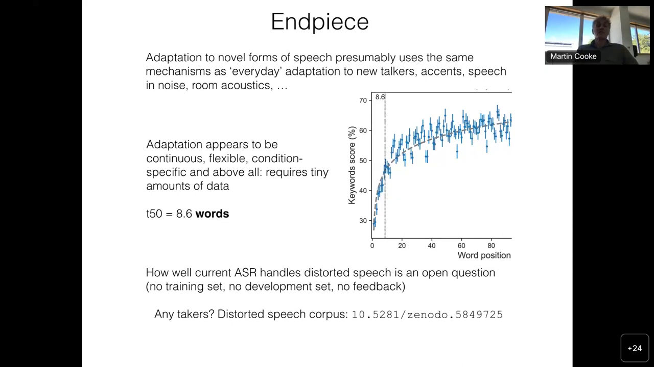Now, I did something else just when I was preparing this last slide, and I thought, why haven't I done this before? Because we've got five keywords per sentence, it's possible to actually ask the question, are we adapting on a word-by-word basis within sentences? So what I'm plotting here are individual word recognition scores. There are five keywords per sentence, and you can see there's the same rapid adaptation, of course.